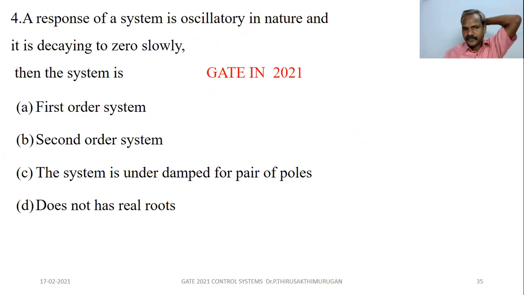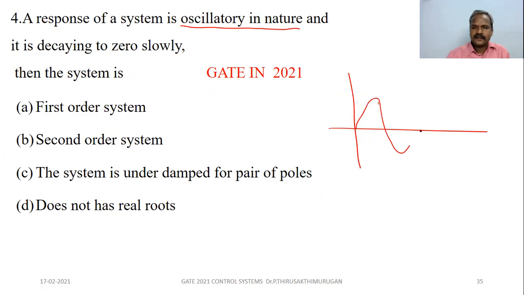Good. Next question. A response of a system is oscillatory in nature, and it is decaying to 0 slowly. Then the system is, say, oscillatory in nature, and it also decays. Initially oscillating in nature, finally it comes to steady state, slowly decaying to 0. So in this case, the question is whether the system is first order or second order.